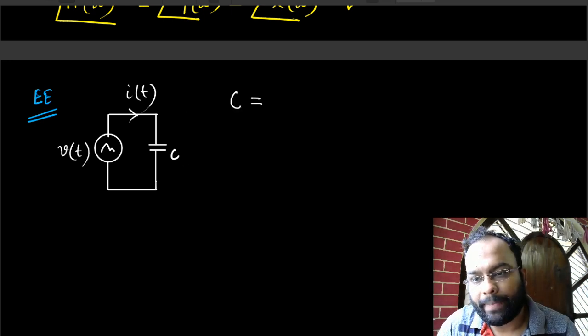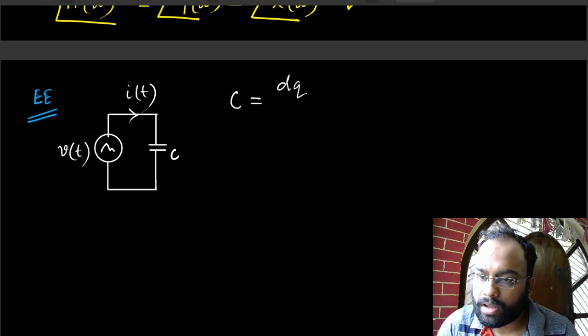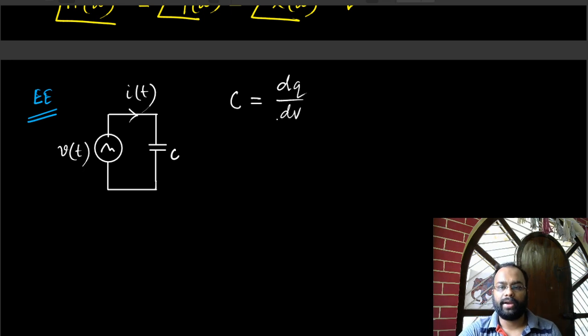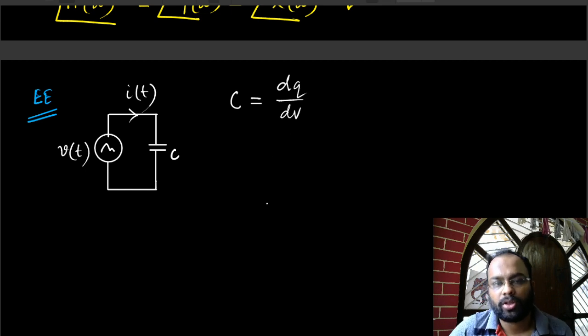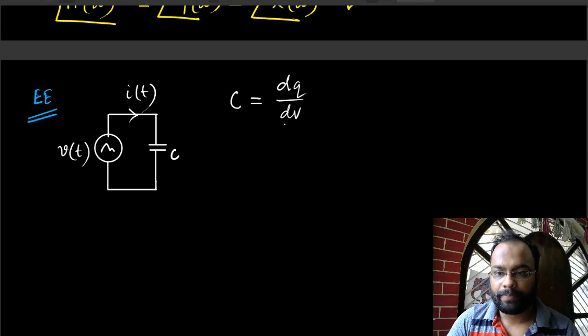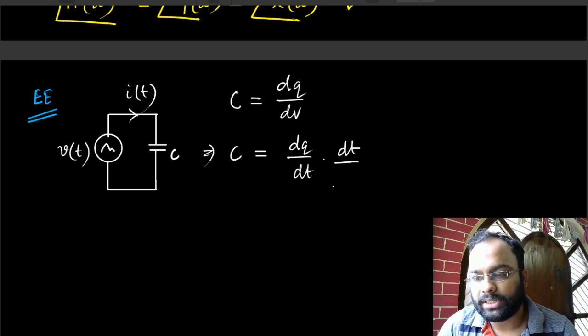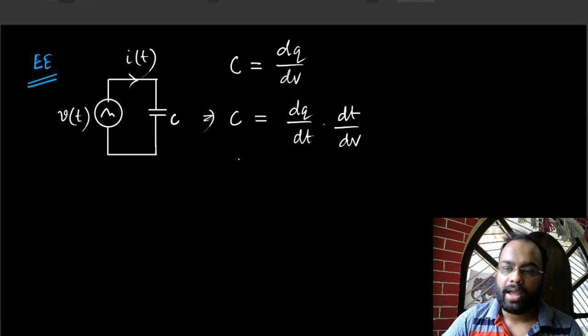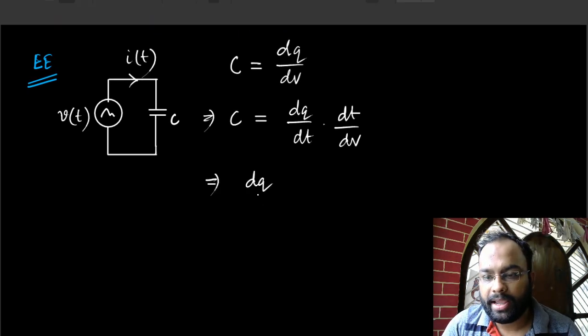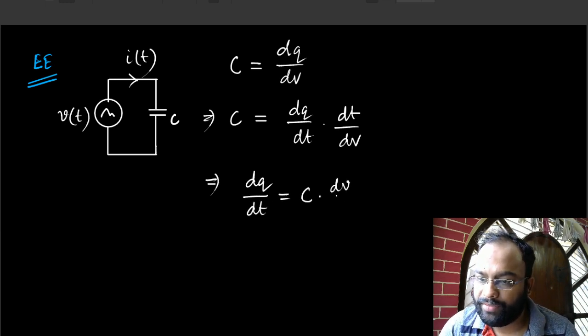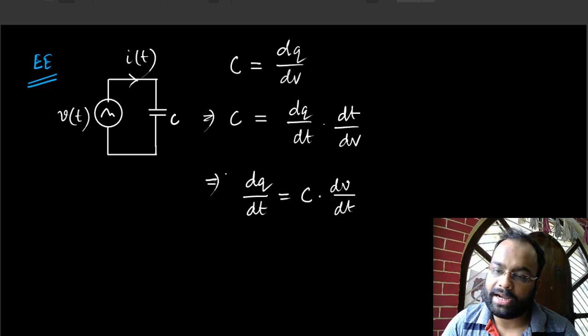We know that capacitance is represented as the rate of change of charge in the capacitor with respect to voltage. So we can write C is equal to dq/dv, and with some simple school-level mathematics, we can write dq/dt equal to C dv/dt. So this went to the left hand side and we just interchange the sides, so there is no problem with that.